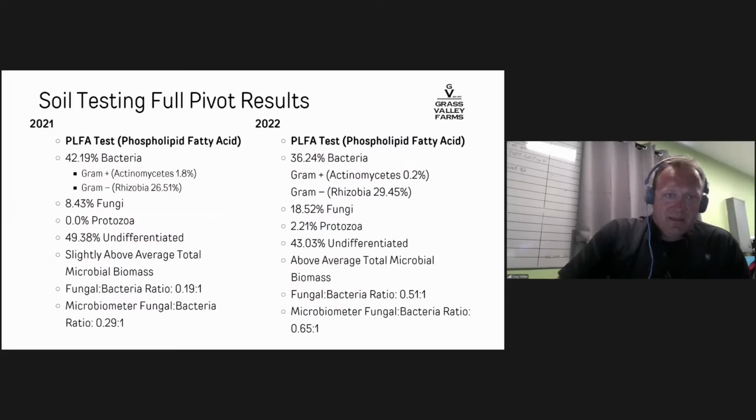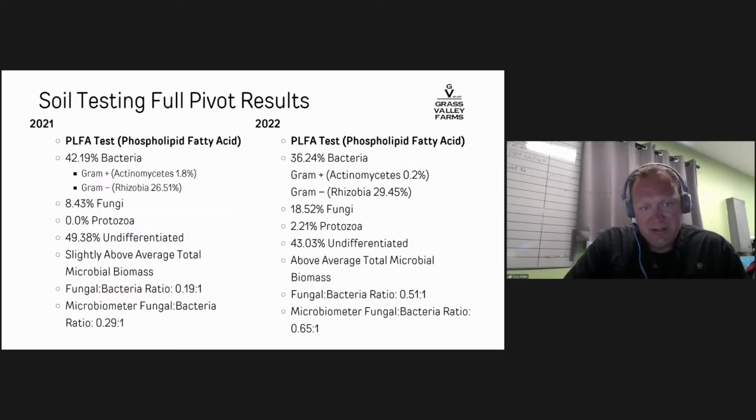But these PLFA tests are what's super fascinating. 21 to 22, we saw protozoa show up, and I don't know if that was a fluke. It was something that I was extremely excited about. But the other thing is that our fungal to bacterial ratio is changing, and changing pretty rapidly. The expectation is that we can do this quicker. And what I found in testing with this new project that I'm working on with Jelva is that we've had some major significant changes.